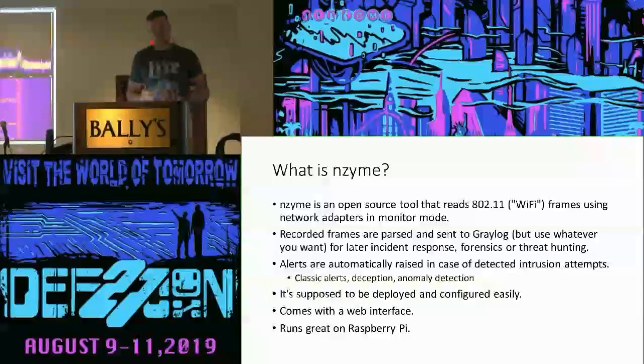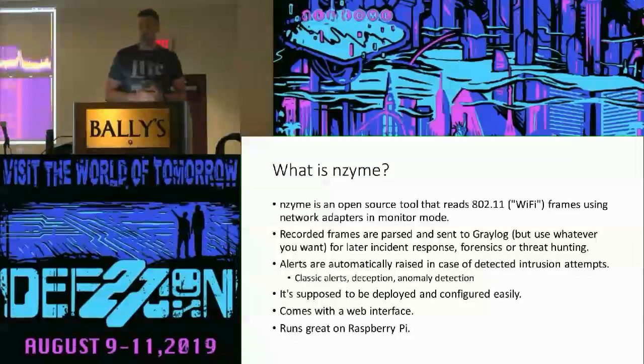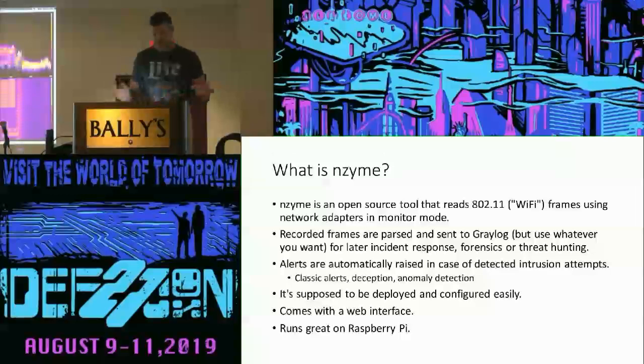And that's pretty much what Nzyme used to do. That's what the currently released version of Nzyme does. This new release that is coming out now is also allowing you to raise alerts automatically. So it does things that are very similar to what I think Kismet does. Why it's not Kismet is, however, on the next slide. You can run it on a Raspberry Pi. It comes with a web interface.